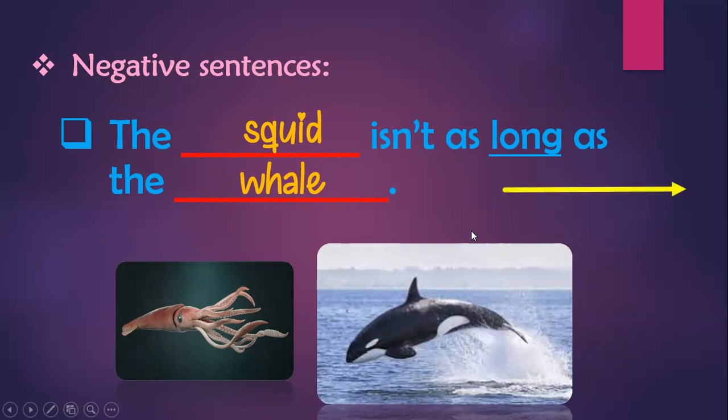So this is the squid. I'm sorry. In this case, the squid isn't as long as the whale. So look here. The squid is not long. It's shorter. One more time. The squid isn't as long as the whale. Good. Isn't, negative sentence.